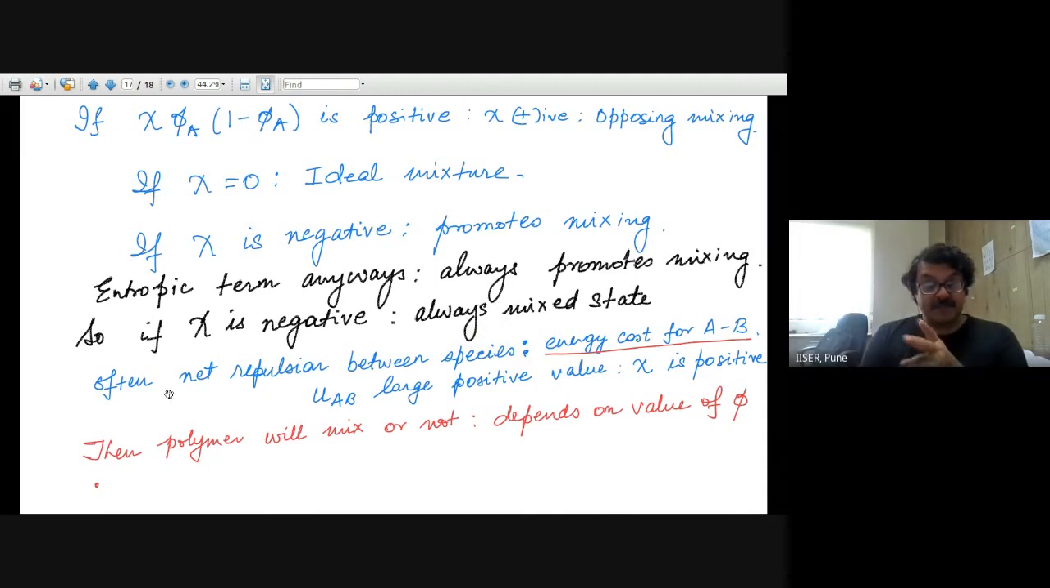However, in practice, what you often find is that there's a net repulsion between species. That means if A and B are close to each other, there's a net energy cost compared to if A particles are close to each other or B particles are close to each other. So there's an energy cost of AB. As a consequence, U_AB is large and positive compared to the other two values, and chi is positive. That means sometimes you will get mixing and sometimes you won't get mixing.